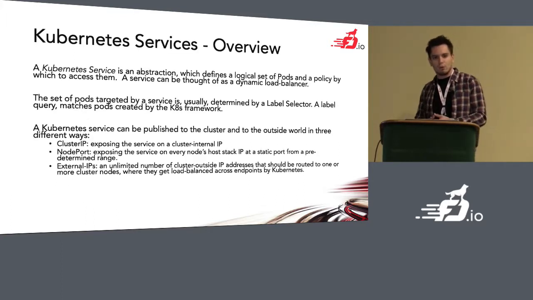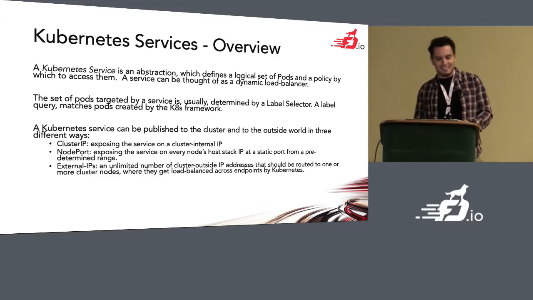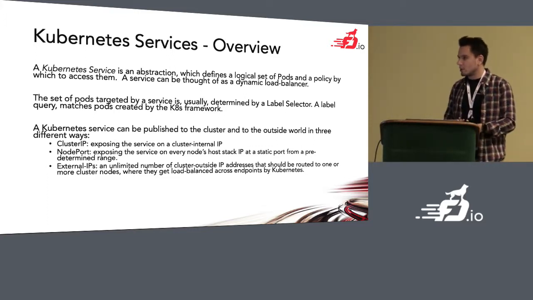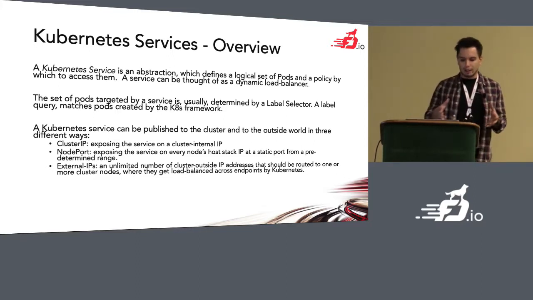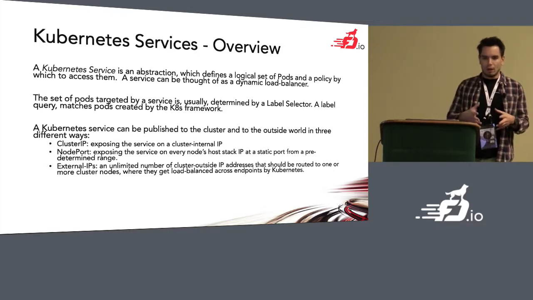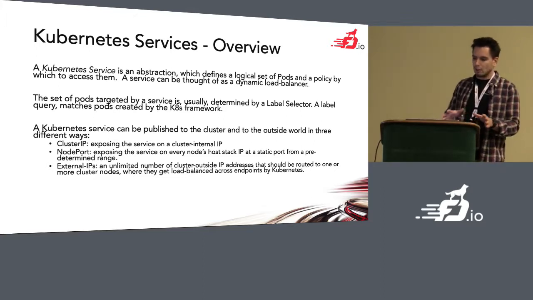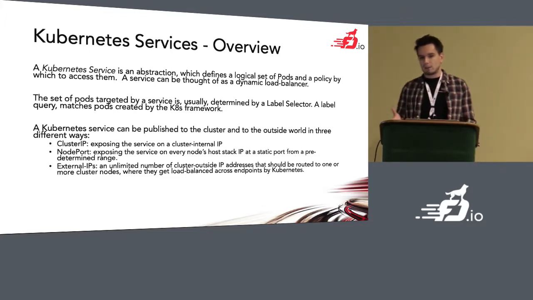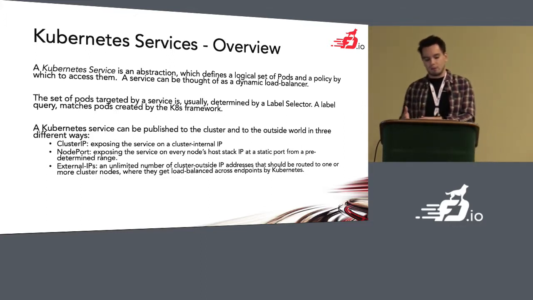So how many of you have actually created a Kubernetes service? 1, 2, OK. Pretty much a Kubernetes service is an abstraction which defines a logical set of pods and the policy by which to access them. So you can think of a Kubernetes service as a dynamic load balancer, pretty much. The set of pods targeted by a service are usually determined by a label selector. And then we have this query that matches those pods that have been created from Kubernetes previously.